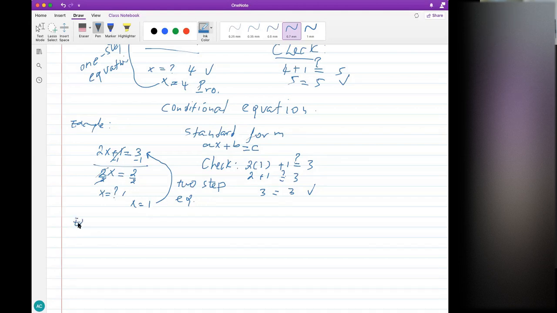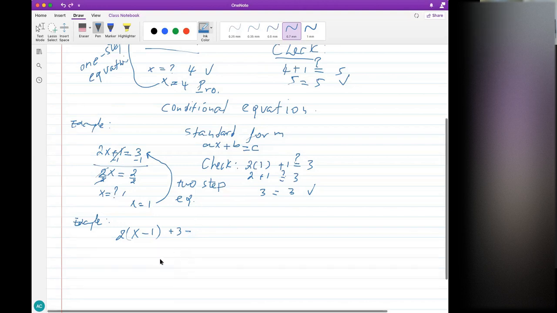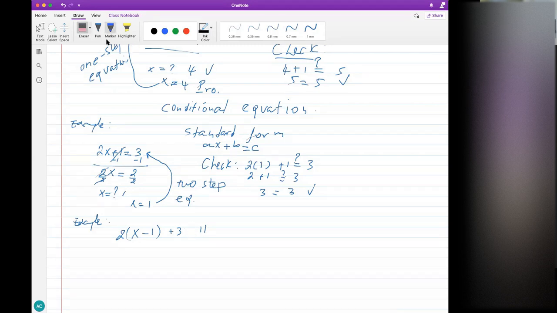Let's do another one. Let's say 2, maybe x minus 1, plus 3, probably maybe 11 here. So this one is a little longer. So we have 2, we have parentheses, and plus, and an equal sign. So again, the longer the equation is, the more steps it will take to solve it. So what do you think we do first here for this equation?